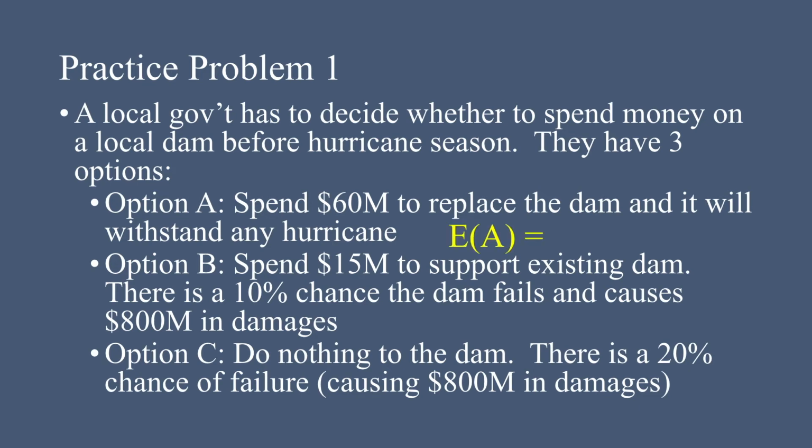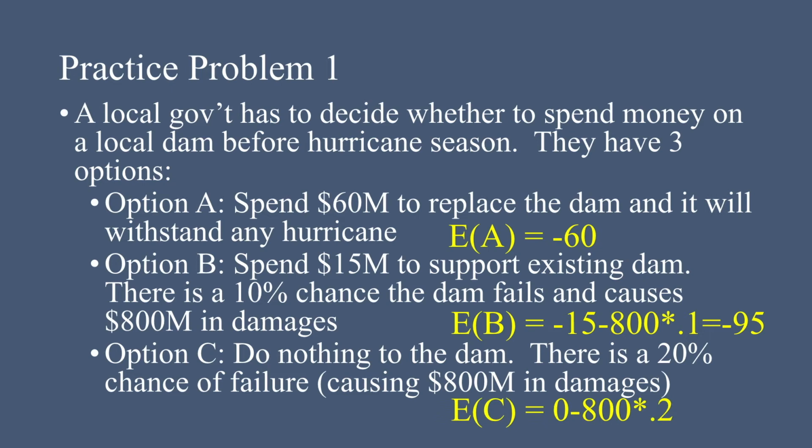The expected value of option A is negative $60 million. There's no uncertainty. You pay the price up front and you know exactly what it will cost, $60 million. For option B, we start with the $15 million that you spend up front. You subtract from that the $800 million multiplied by 10%, or 0.1. We're multiplying it by 0.1 because we only pay the $800 million if the dam fails, and there's a 10% chance of that. The expected value is then negative $95 million.